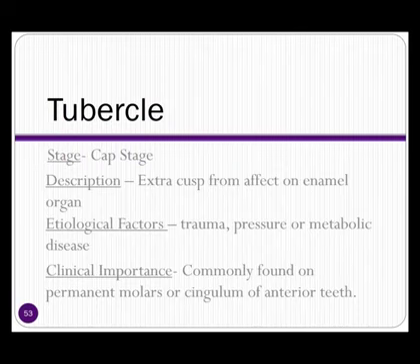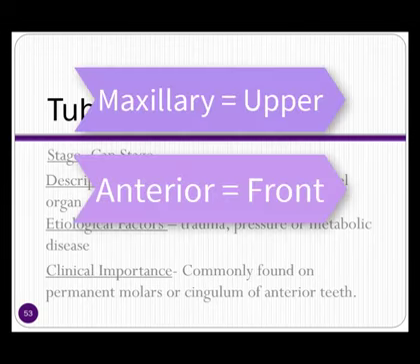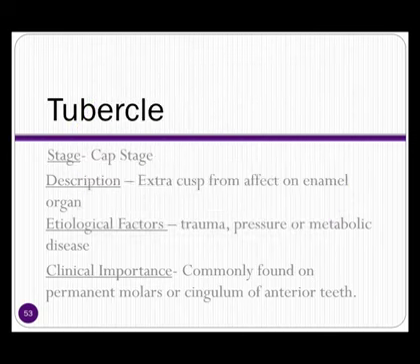Tubercle also occurs during the cap stage of tooth development, and this refers to an extra cusp of enamel on the tooth. When the tooth is forming, if there is pressure or trauma, an extra cusp can develop on the tooth. There are some places where this is considered normal anatomy, such as the lingual of the maxillary anteriors. When it's found on premolars or molar teeth, it is considered an abnormality.